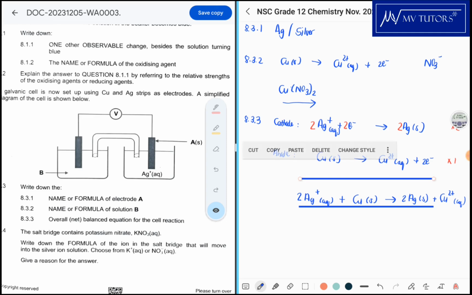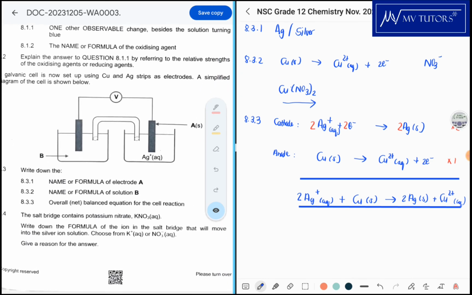Okay, so yeah, we can just extend that a bit. So that the copper is not left out in the cold. But yeah, basically that is your overall balanced equation for the cell reaction. And then 8.4.